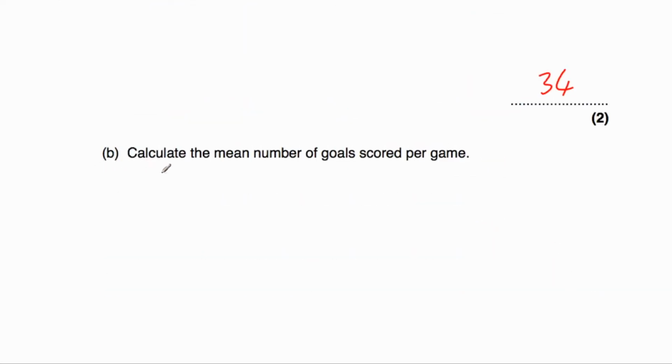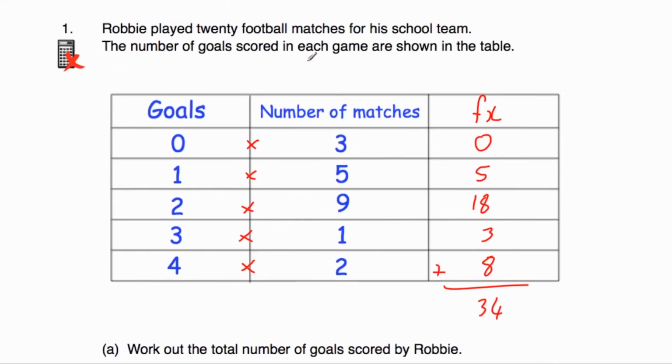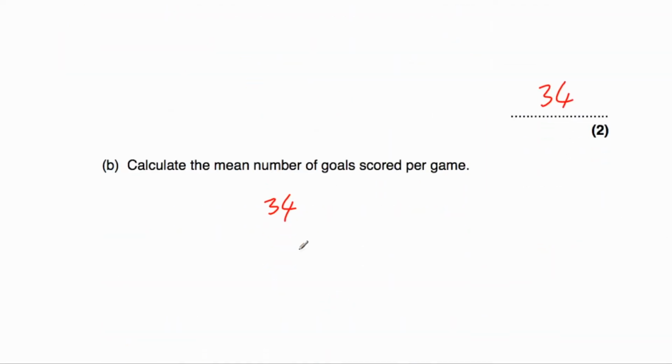And part B asks us to calculate the mean number of goals scored per game. So altogether, Robbie scored 34 goals, so the total is 34, and he played 20 matches. We were told he played 20 matches. And we can add up the number of matches and just check that's the case. So 3 plus 5 is 8, plus 9 is 17, plus 1 is 18, plus 2 is 20. So he played 20 matches altogether. So if we just divide the total number of goals by the total number of matches, we can then see the mean number of goals scored per game.